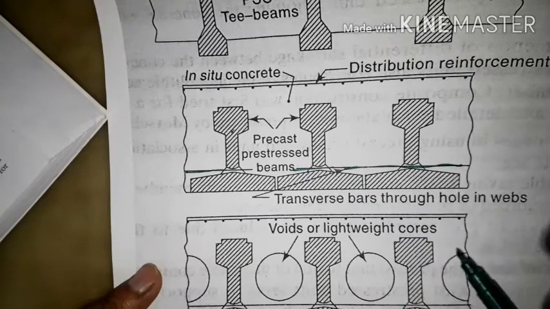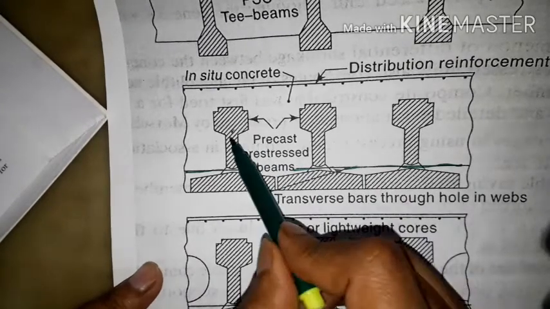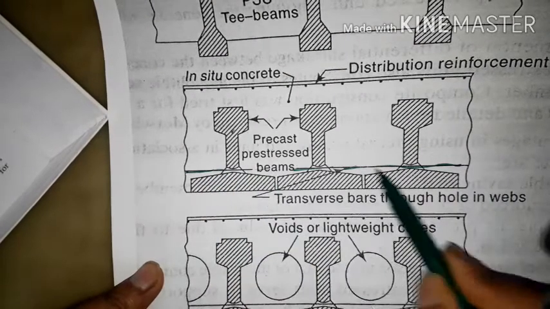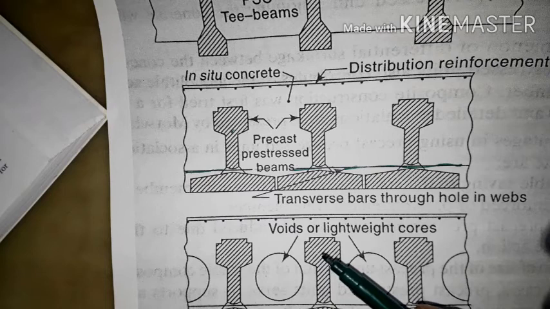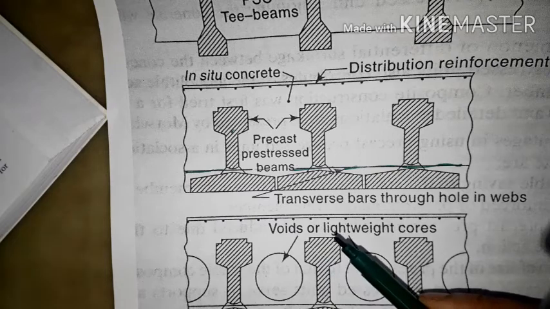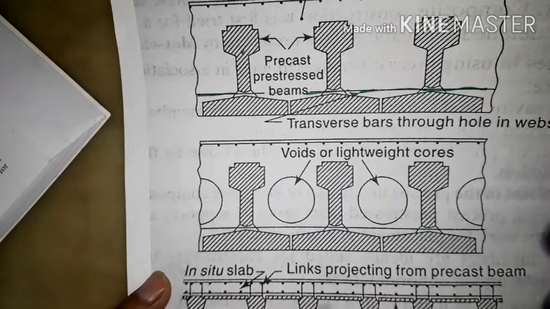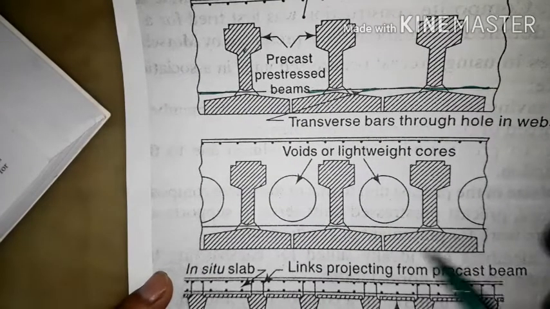The girders are tied. If a number of girders are there, the girders will be tied by providing transverse pre-stressing. The dead weight of the deck is considerably reduced, and the dead weight of the girders can be reduced again by providing voids here to make it lightweight.